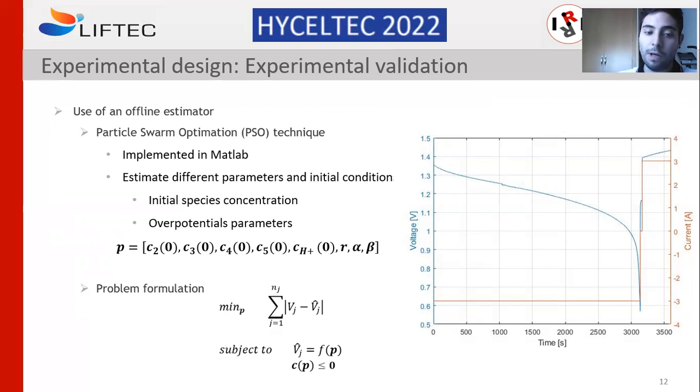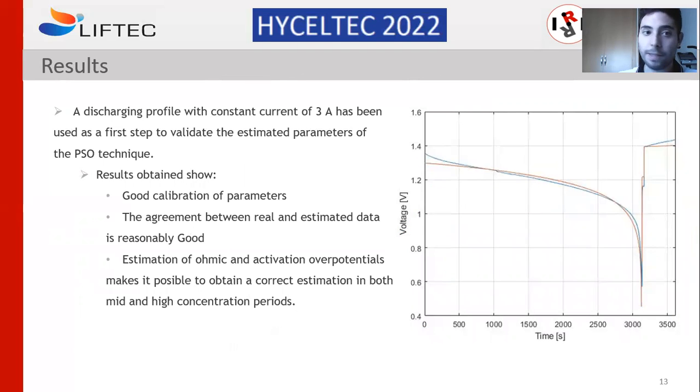Here it is possible to see how the problem has been formulated, where we want to compare the estimated voltage with the real one. On the right, we can see the profile that we used to calibrate the model, which consists of a discharge cycle. Here we present the results obtained for this discharging profile with a constant current of 3 amperes, where it can be seen how the calibrated parameters show a good agreement between the real and estimated data. The estimation of ohmic and activation overpotentials makes it possible to obtain a correct estimation in both mid and high concentration periods.